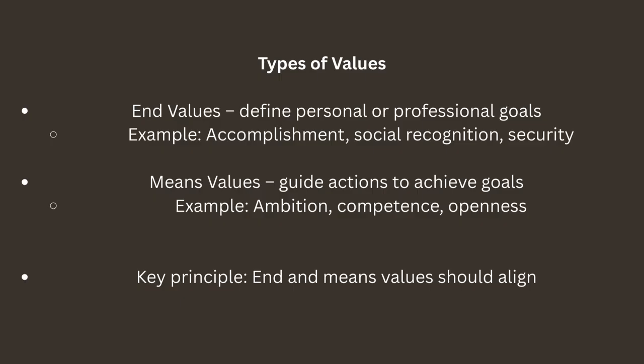Types of values. End values define personal or professional goals. Examples: accomplishment, social recognition, security. Means values guide actions to achieve goals. So examples are ambition, competence, openness. The principle here is end and means values should align.